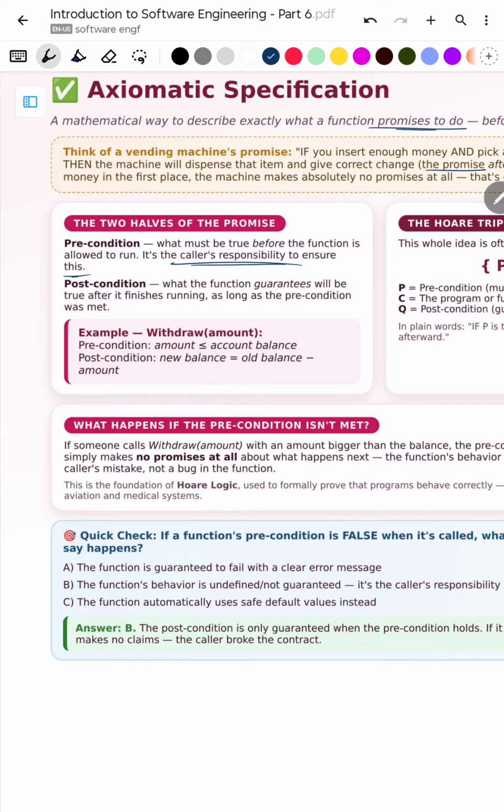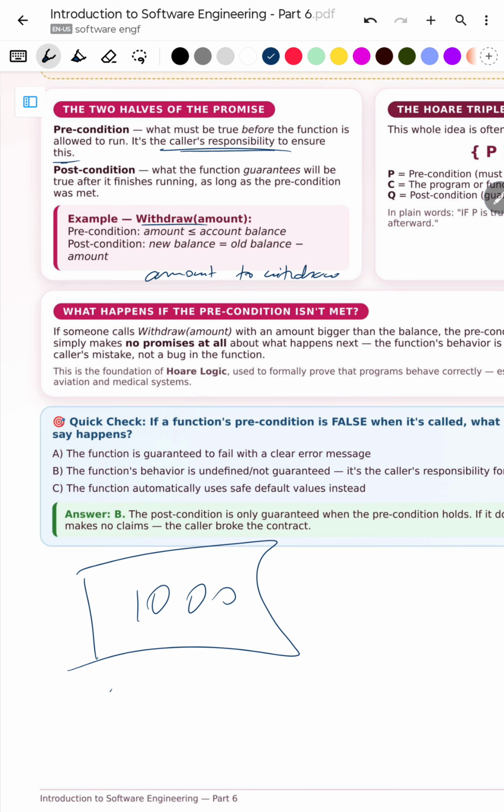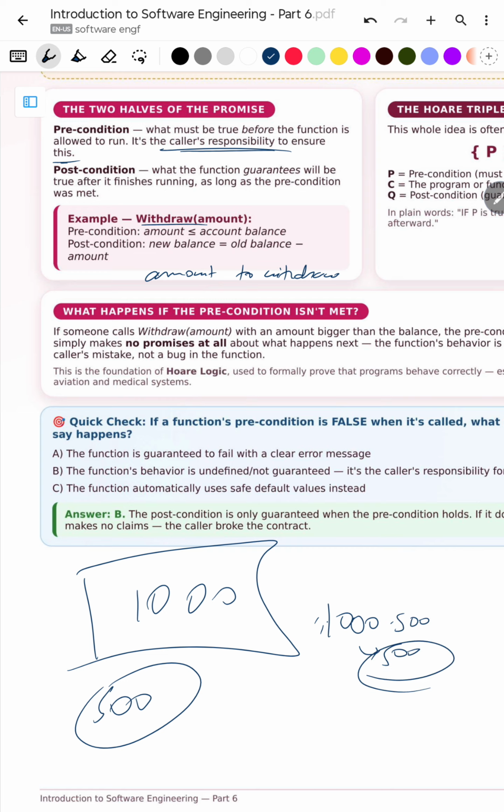Let's take an example. It might be slightly confusing, so many words are there. Simple example, to withdraw an amount. Precondition: the amount which you want to withdraw must be less than or equal to the amount in your account balance. Suppose you have 1000 rupees in your bank, you want to withdraw 500 rupees. This is less than or equal to 1000 rupees. So after withdrawing, you will have the postcondition, that is 1000 minus 500, you will get 500. This is postcondition. This is precondition.